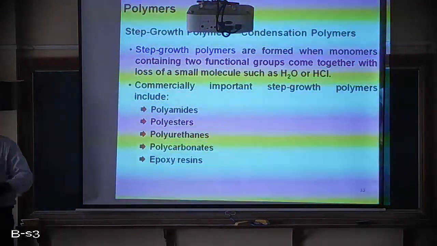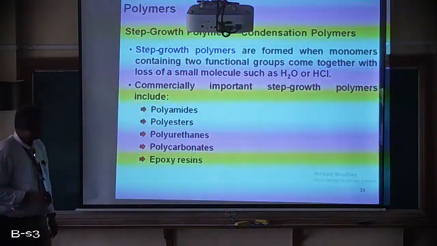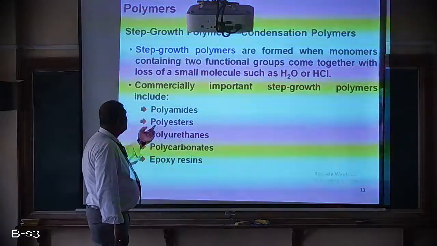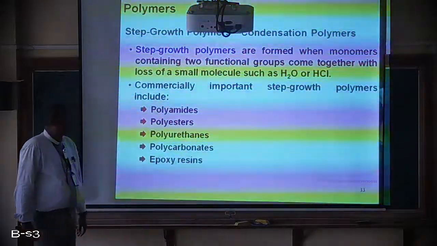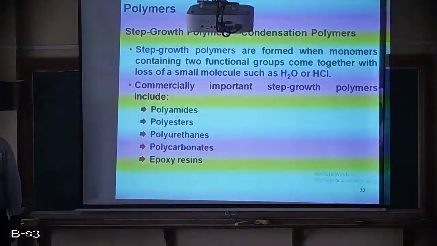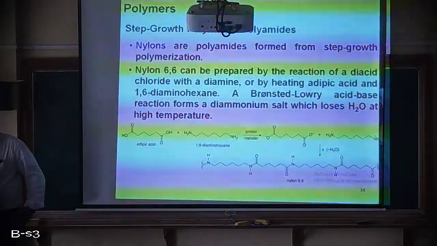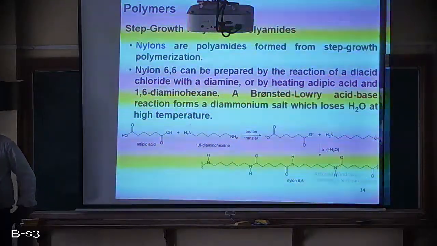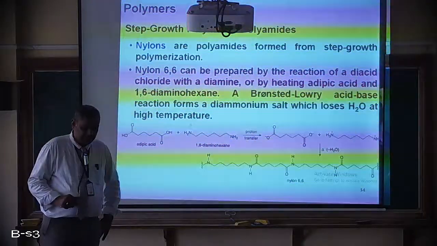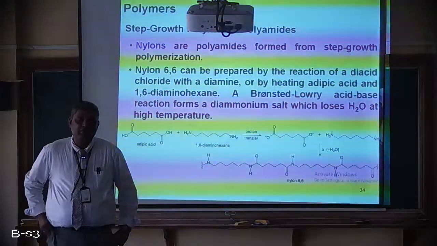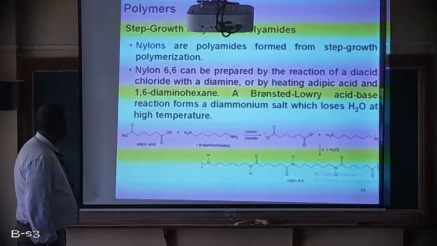These are the different types of polymerization processes, which include polyamides, polyesters, polyurethanes, polycarbonates and epoxy resins. These are step growth polymers. Generally the nylons are called polyamides, which is also called PA6.